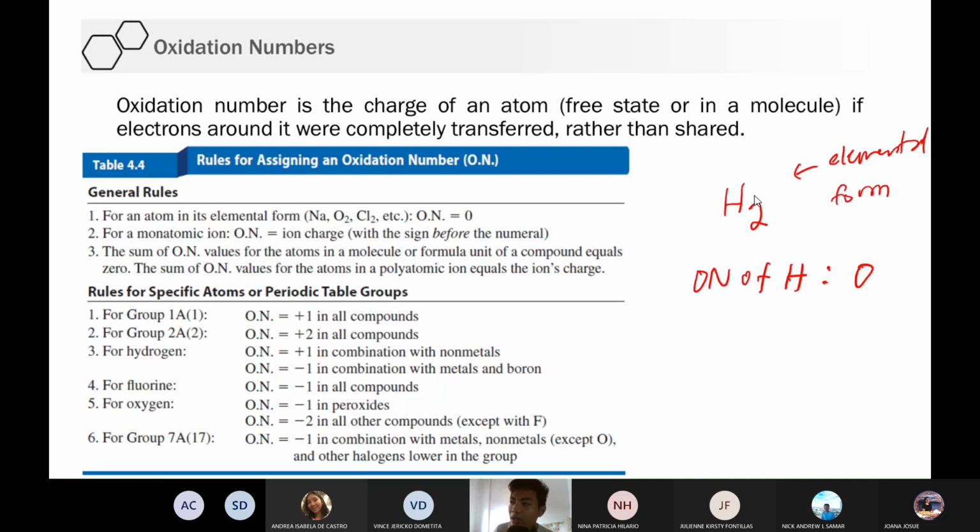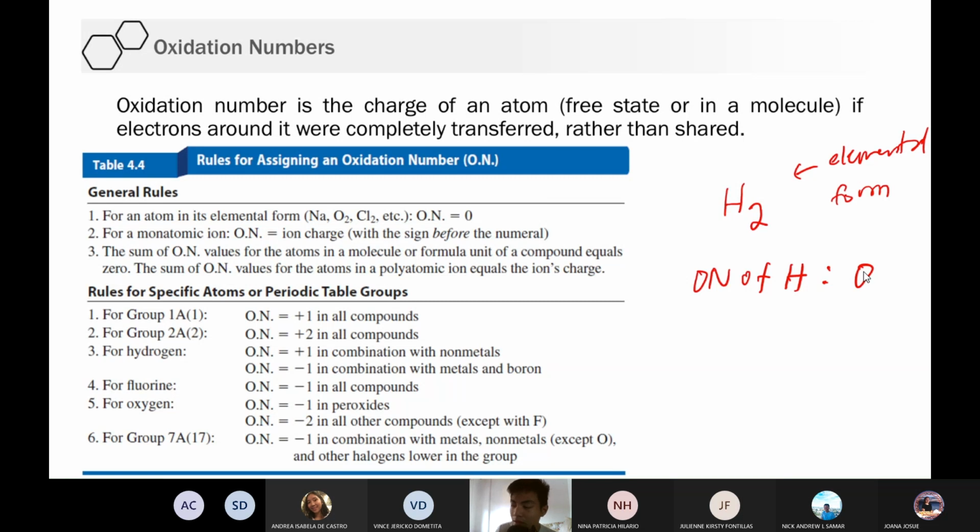Paano uli malalaman kung elemental form? If your formula only has one element. It doesn't matter gaano karami siya. Basta iisa lang yung element sa isang chemical formula, we call that elemental form. If you want to determine the oxidation number of the atom here, that's 0. Yun lang yung sabi ng first rule, di ba? So, easy lang. If you have an elemental form, then the oxidation number of that element is 0.